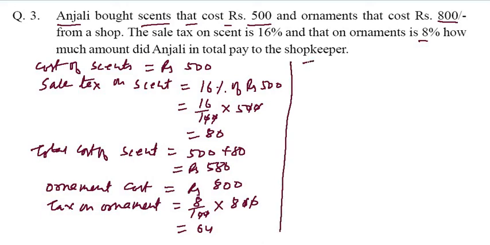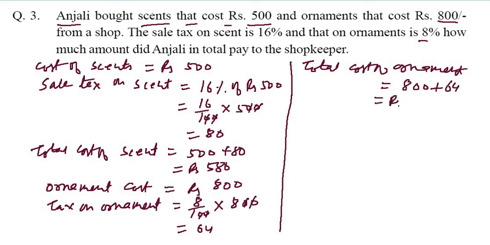So total cost of ornament is equal to how much? It is 800 plus 64. So it will be rupees 864.